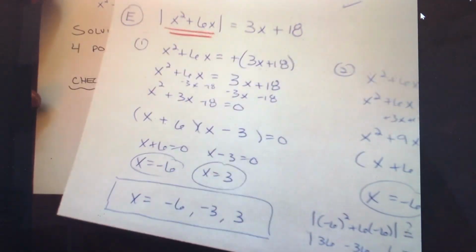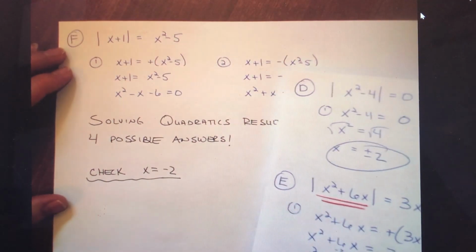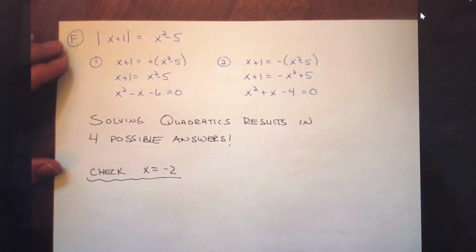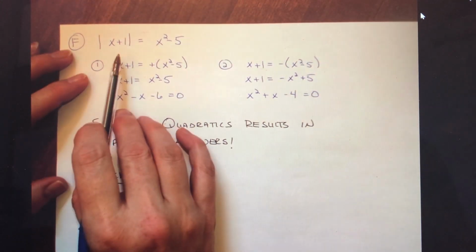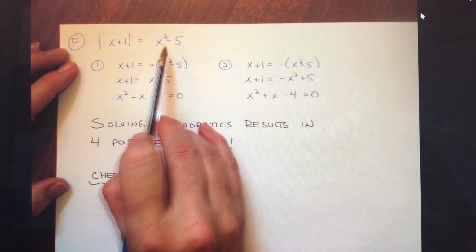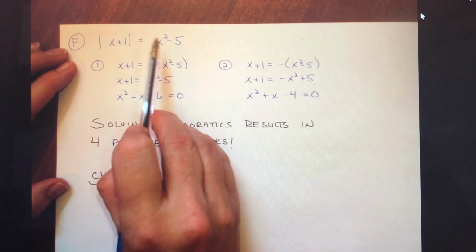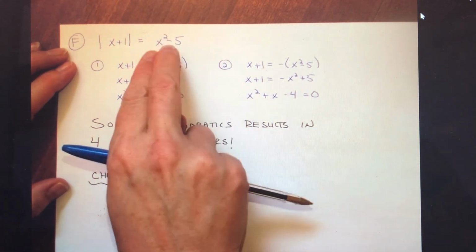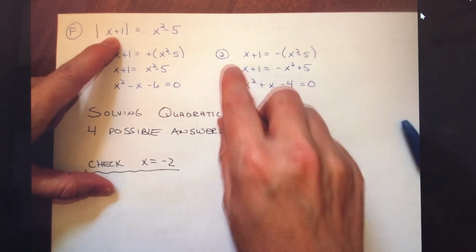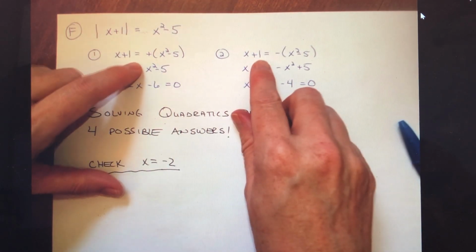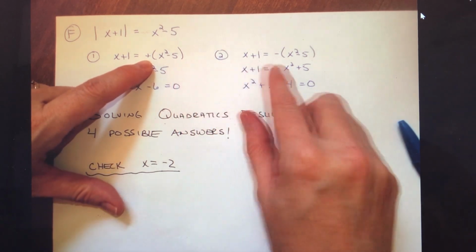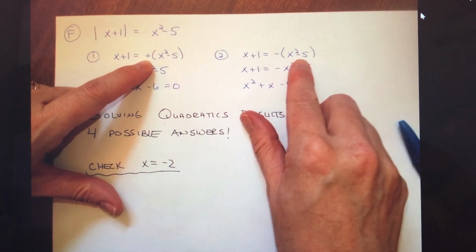One last thing I want to point out is sometimes when you plug answers in, they don't work, and then you cross them off. So here's an example of that. Here's another absolute value problem, similar to the one that we just did, because we see the variable not only in the absolute value but outside as well. So we would break this up into two problems. You can see I've already taken the x plus 1 and written it down twice. The first time I set it equal to the positive version of that expression, and the second time it was equal to the negative version of that expression.